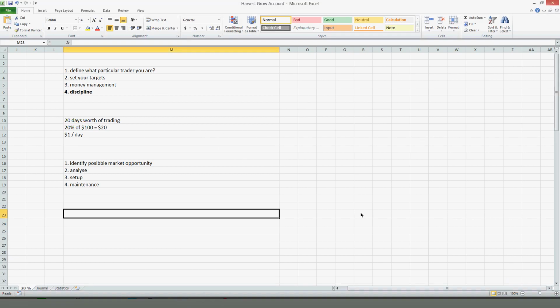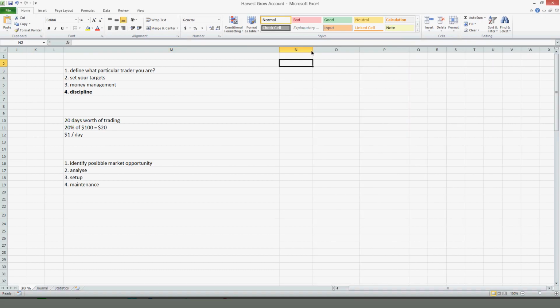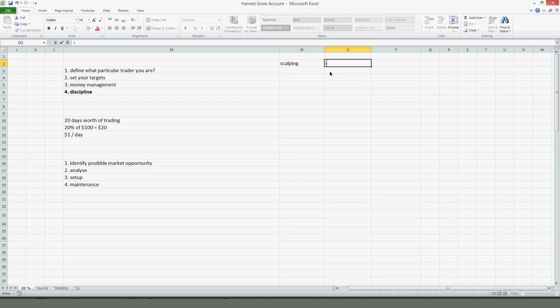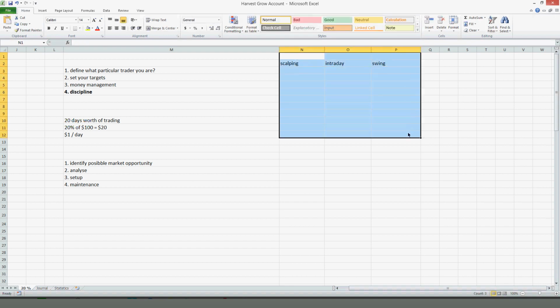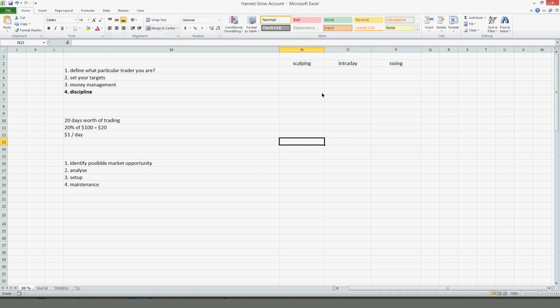The first thing that you need to know when you're asking how to define your trend is that you need to make sure that you know what particular trader you are. There are three different types of trading. The first one is scalping, the second one is intraday, and you have swing.